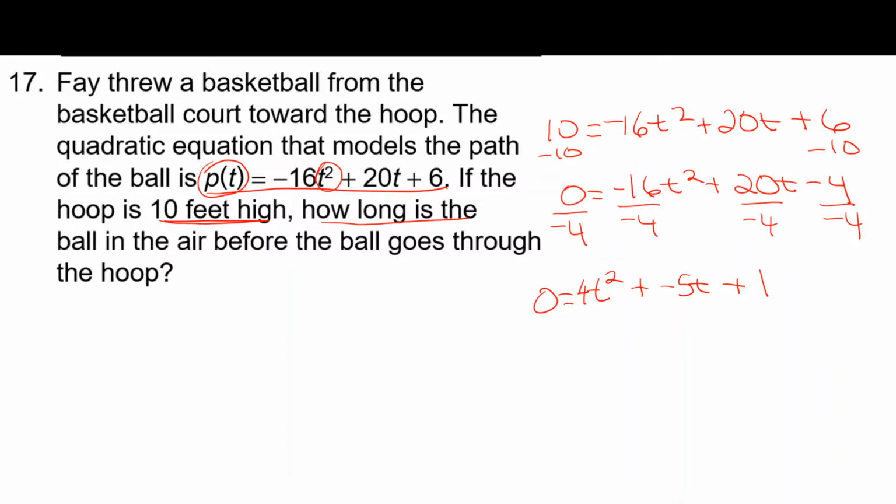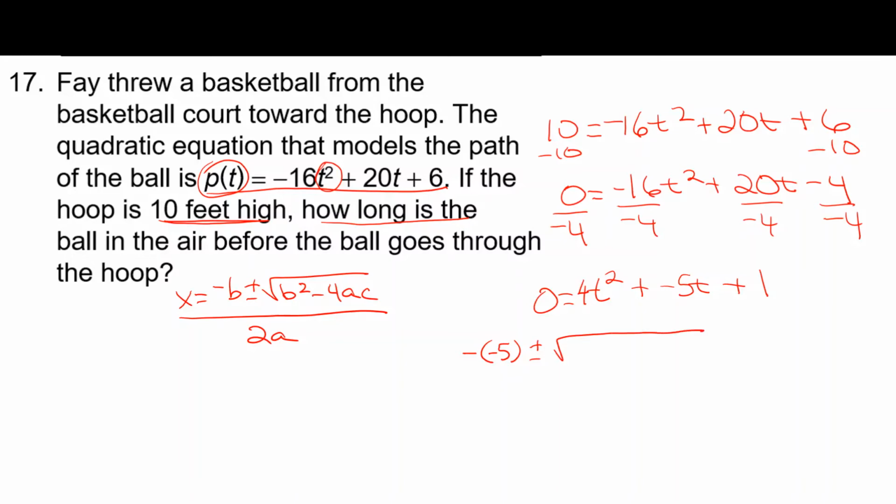So I'm going to go ahead and use my quadratic equation: x equals negative b plus or minus the square root of b squared minus 4ac, all over 2a. Let's just fill it in. x equals negative b, and b is negative 5, so negative negative 5, plus or minus the square root of negative 5 squared minus 4 times a, which is 4, times c, which is 1, all over 2 times a, which is 4.